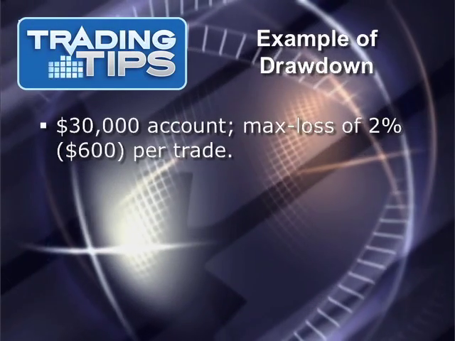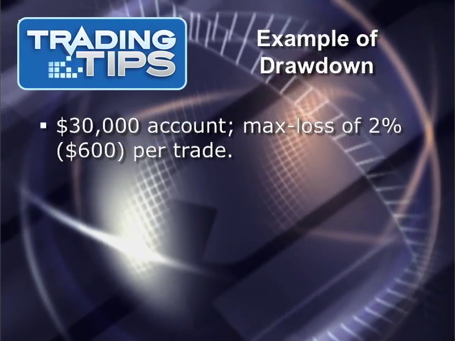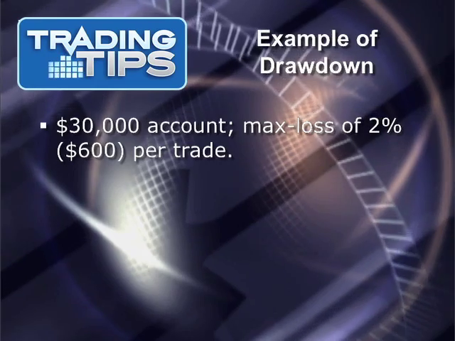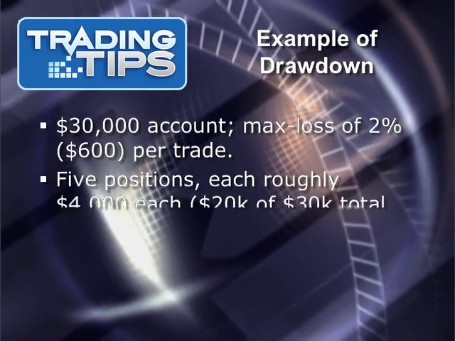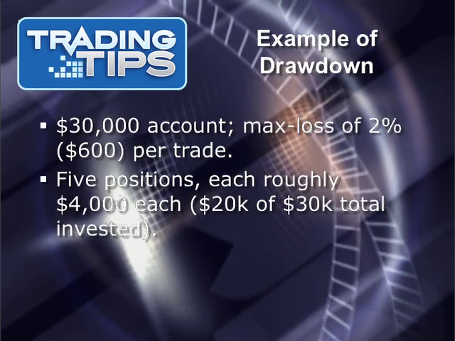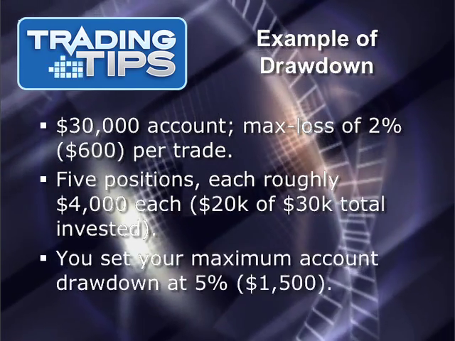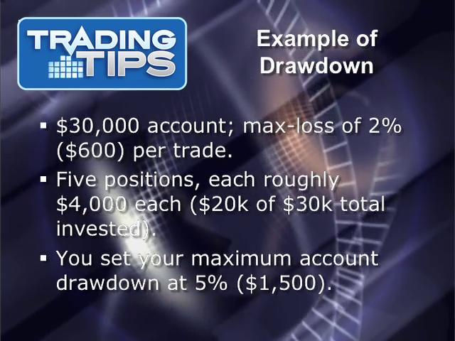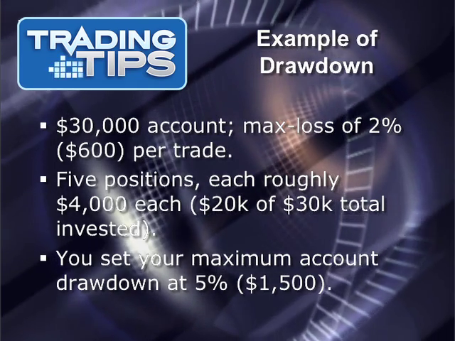For example, let's say you have a $30,000 account and you're willing to risk a maximum of 2% per trade. This would work out to $600 per trade, the maximum you're willing to lose. Let's say you held 5 positions, all roughly $4,000 each. That'd be about $20,000 invested of your $30,000 account total. Finally, let's say you have a maximum drawdown of 5% on a given day, which means you'd never want to be down more than $1,500 on a given day.